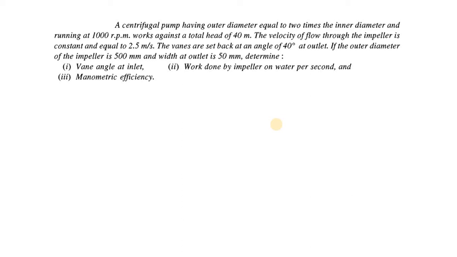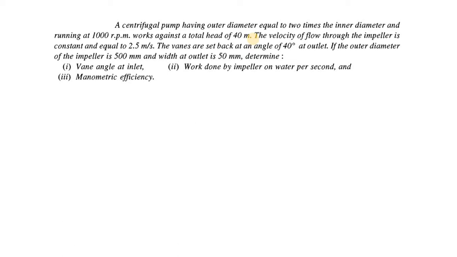For a centrifugal pump, there is a relation given with respect to the diameters. The outer diameter is equal to 2 times the inner diameter. That means the outer diameter D2 is equal to 2 times the inner diameter. Now the diameter of the impeller is 500 mm and width at outlet is 50 mm. That means D2 is given. So by using this relation, you can easily calculate the value of D1. And N is 1000 rpm and it works against a total head of 40 meters. Directly one can go with HM equals 40 meters.